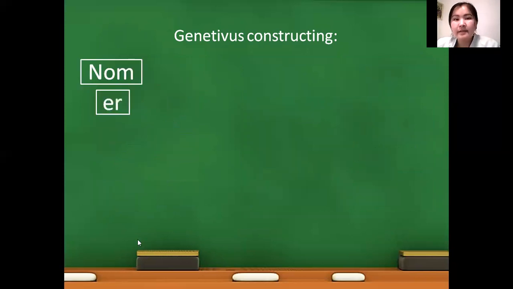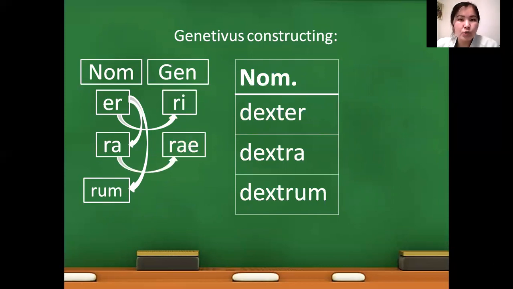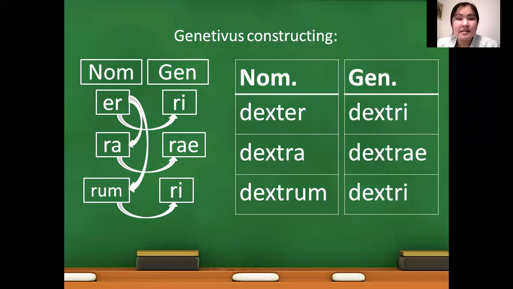If an adjective has the ending er, you know that we follow the sequence of endings er, ra, rum. So dexter, dextra, dextrum. For constructing genitivus forms, er we change to ri, ra we change to rae, rum we change to ri. So dexter, right for masculinum, dextri, of right for masculinum, dextra, right femininum, dextrae, of right femininum, dextrum, right neutrum, dextri, of right neutrum.